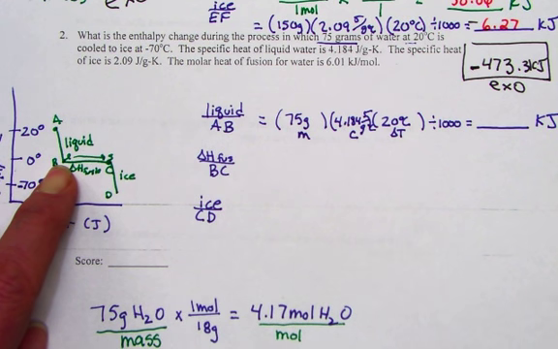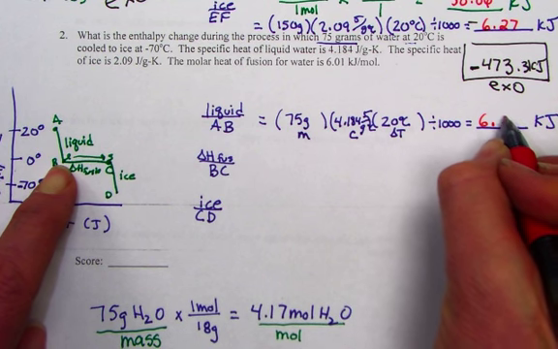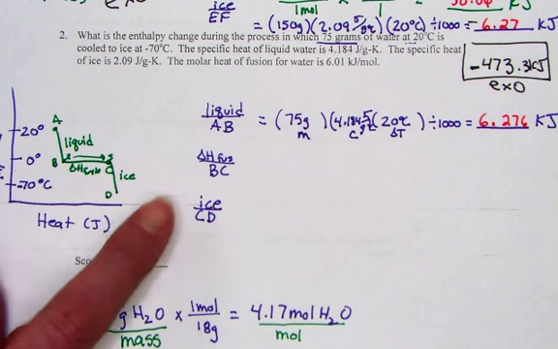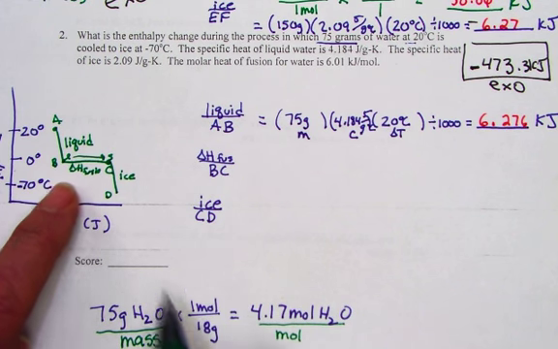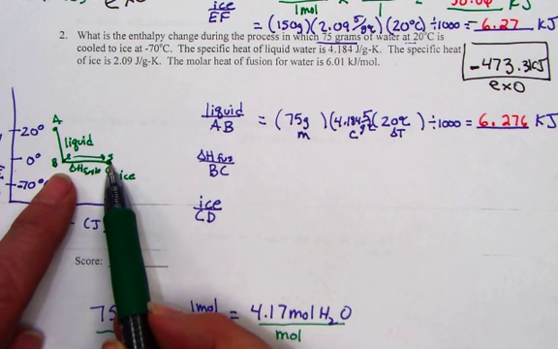The mass of 75 times our specific heat of 4.184, that's the liquid phase constant, times the delta T, the change in temperature of 20, and I'll divide that answer by 1,000, changing our joules to a kilojoule. I see an answer here on my calculator, 6.276 kJs. Our next line segment has us traveling from point B to point C, causing the liquid to turn to a solid.